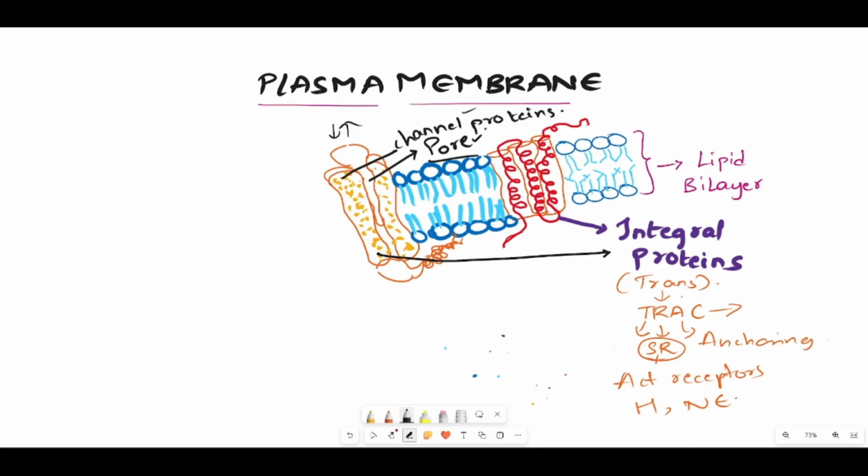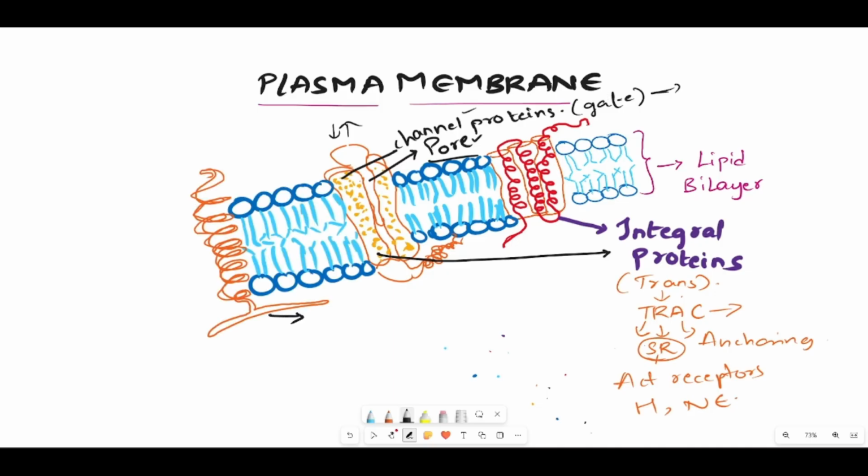Whereas channel proteins are like a gate. That means sometimes it will be open, sometimes it will be closed. That means there is no constant flow. That is the difference between pore and channel proteins. A pore has a continuous, constant flow. But a channel protein, just like a gate, is sometimes open and sometimes closed, where both ions and molecules will be transported across this membrane.